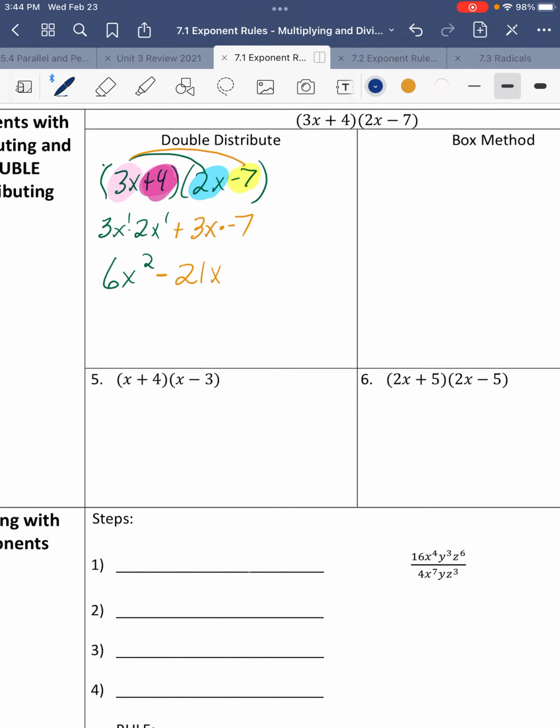The 4 has to be now distributed to the 2x. So we're going to add 4 times 2x is 8. 4 times 2 is 8, and the x comes along. And the 4 times the negative 7. So plus 4 times negative 7 is a negative 28. So I'm going to write minus 28 instead of plus a negative. Once you do this, now you have everything multiplied.